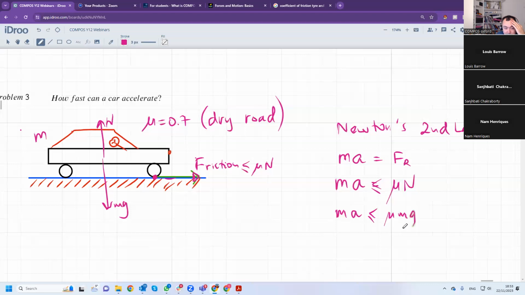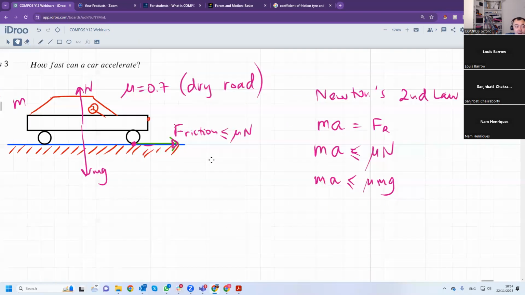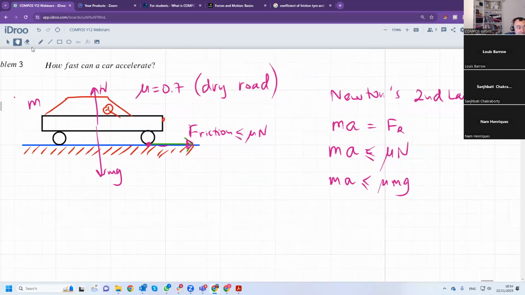mu mg. And now, haha, I have to correct myself. But this would be true for a 4-wheel drive car. But we cannot do this. We're not allowed to do this. We have to say N and N. We have 2 different N's. We have N1 and N2, because there's front and back wheels.